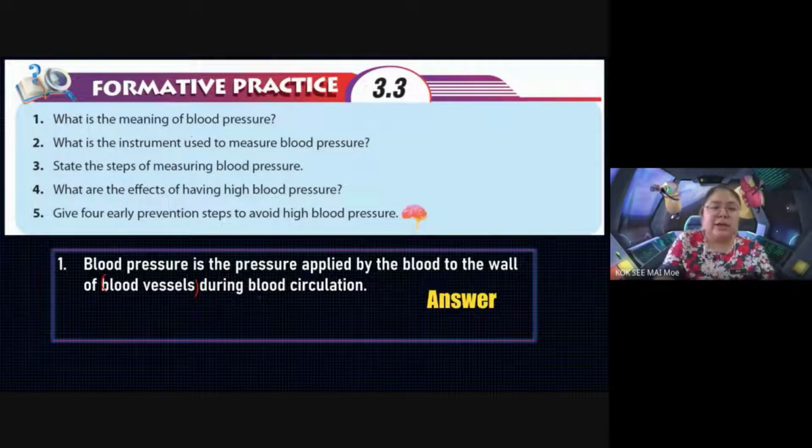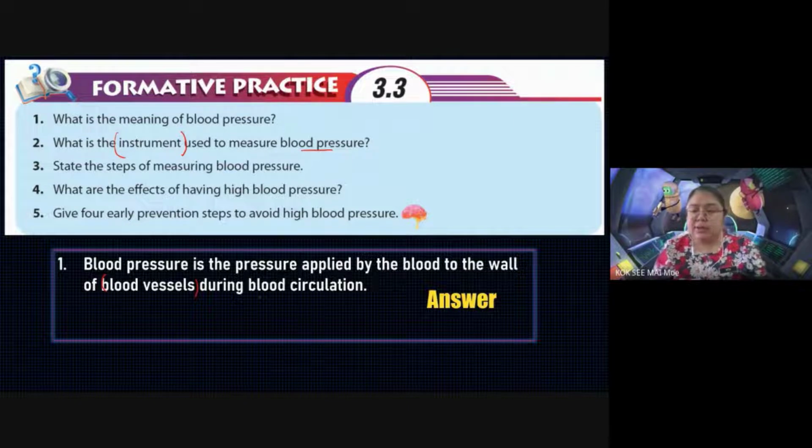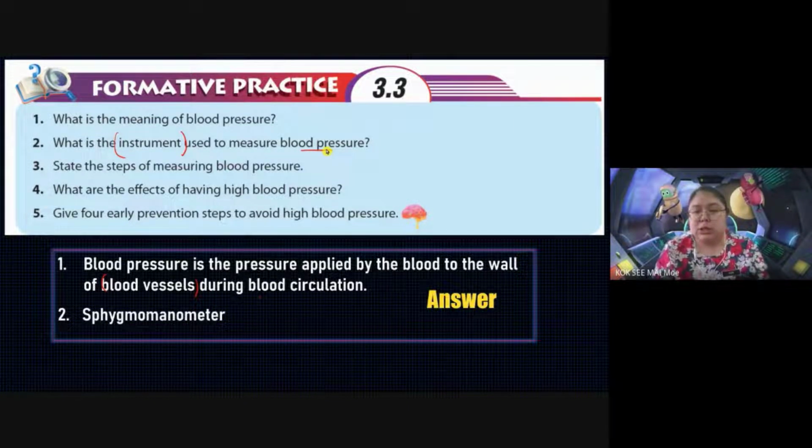Okay, number two, they ask you what instrument is used to measure blood pressure. Just now, it is a sphygmomanometer. So this one we use to measure our blood pressure. Okay, number three, steps. They ask you the steps, how to use this sphygmomanometer to measure our blood pressure. So let's see the steps.